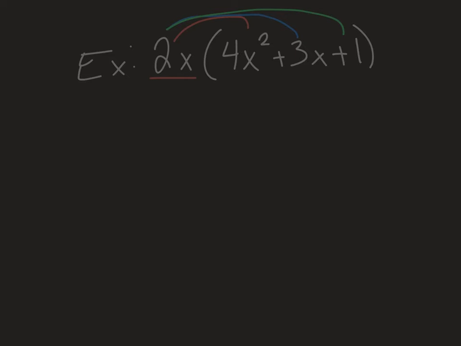So for starters, we're going to take 2x times 4x squared. 2 times 4 makes 8. X times x squared makes x cubed if we follow our exponent laws. So that's where the first piece comes from.